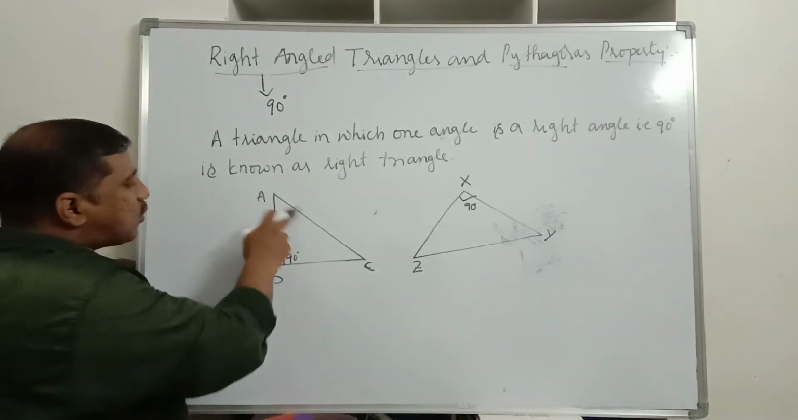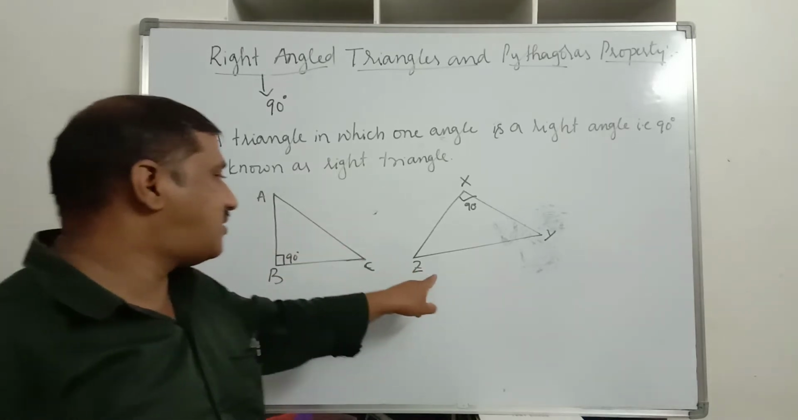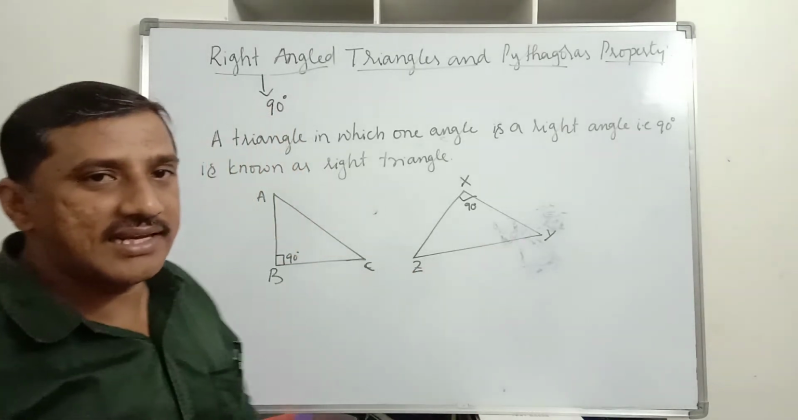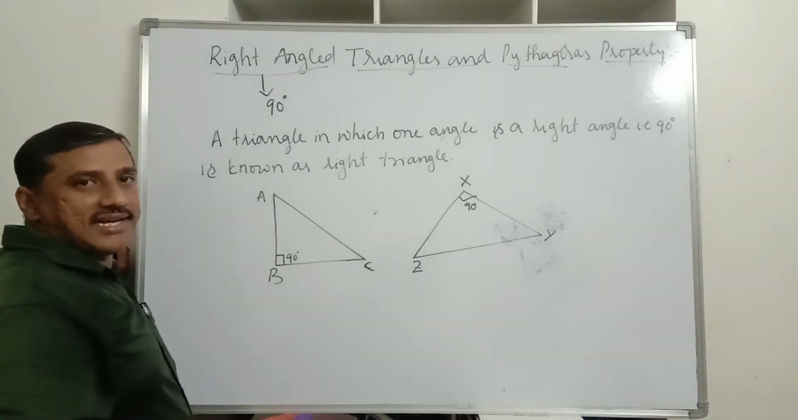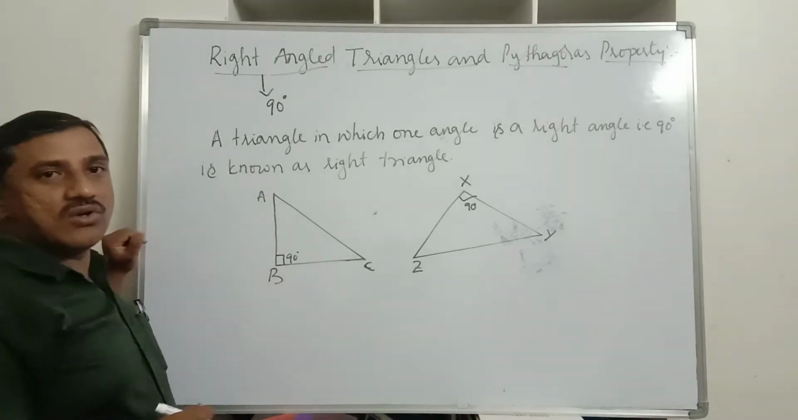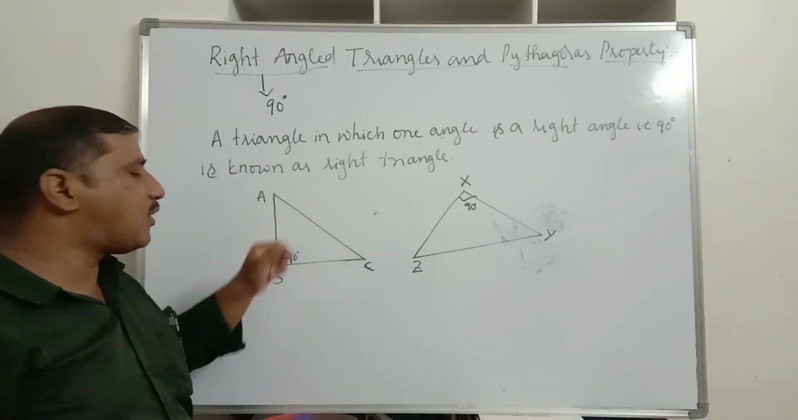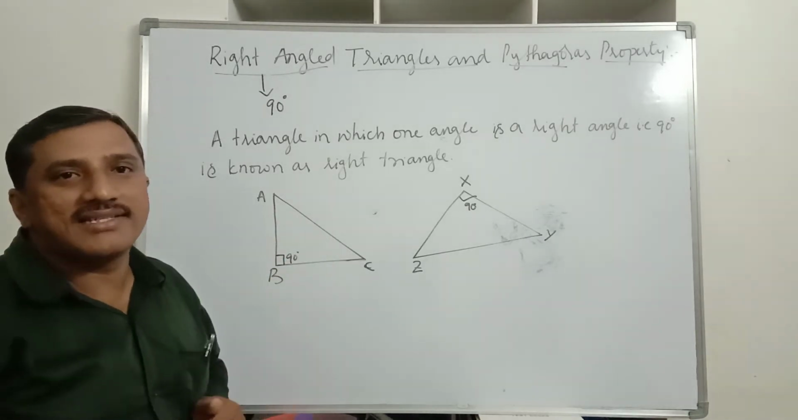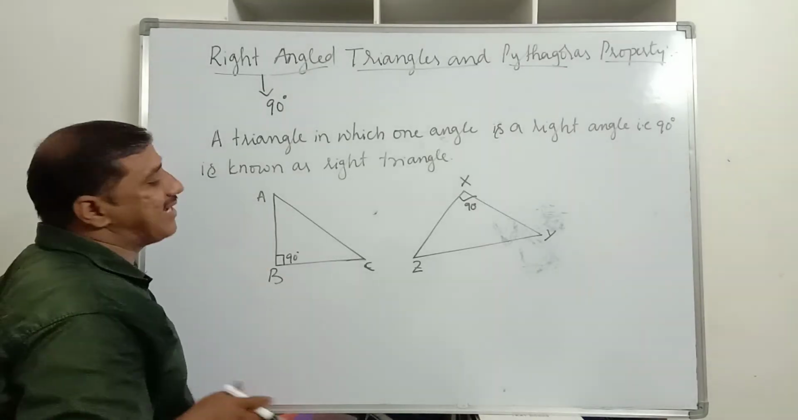What about the other two angles, that is, angle A and angle C in triangle ABC, and angle Z and angle Y in triangle XYZ? They are acute angles, and their measure is less than 90 degrees. As we studied, the sum of the three angles of a triangle is equal to 180 degrees. If one angle is 90 degrees, the remaining two angles together will be 180 minus 90, that is 90 degrees. Those are the acute angles.